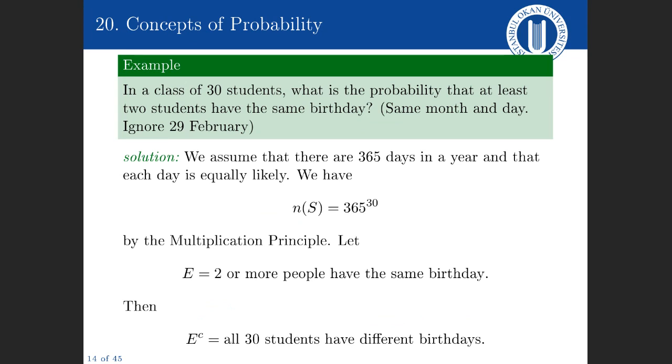Next example. In a class of 30 students, what is the probability that at least two students have the same birthday? And just to be precise, I mean the same month and the same day, but not the same year. And just to make our calculation a little bit easier, we're going to ignore the existence of the 29th of February. So we're going to assume that there are 365 days in a year. And we're going to assume that each day is equally likely to be somebody's birthday.